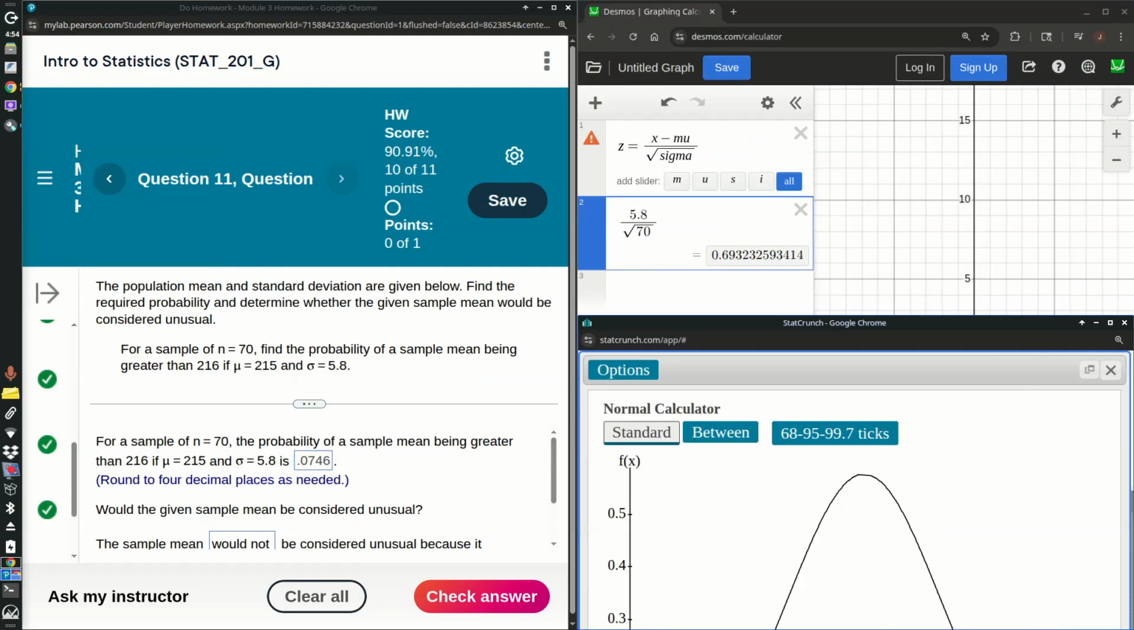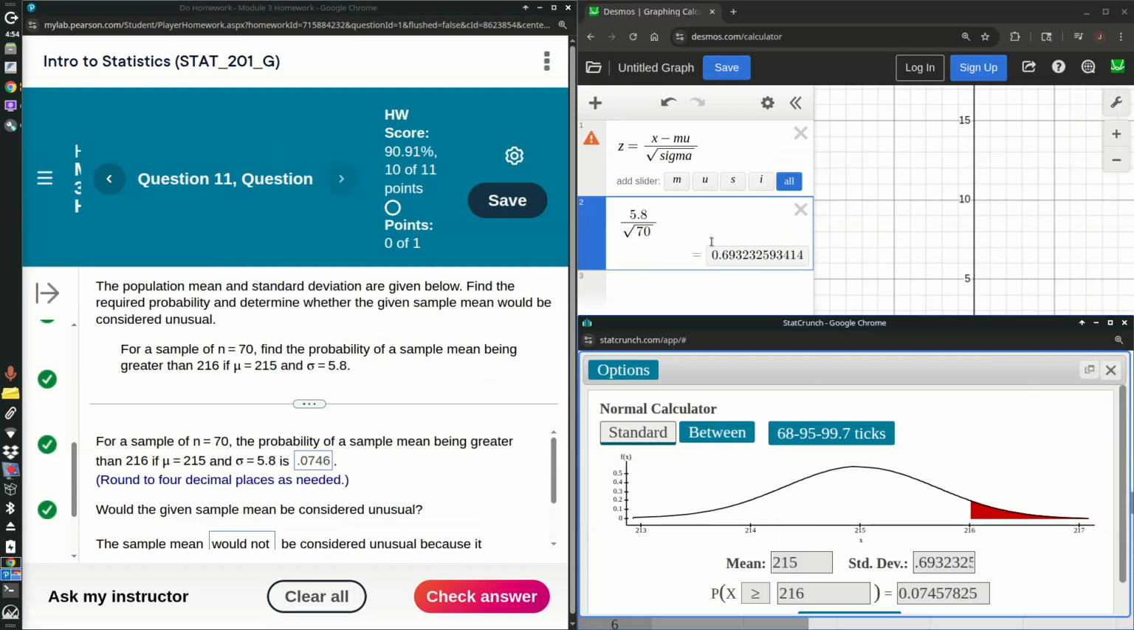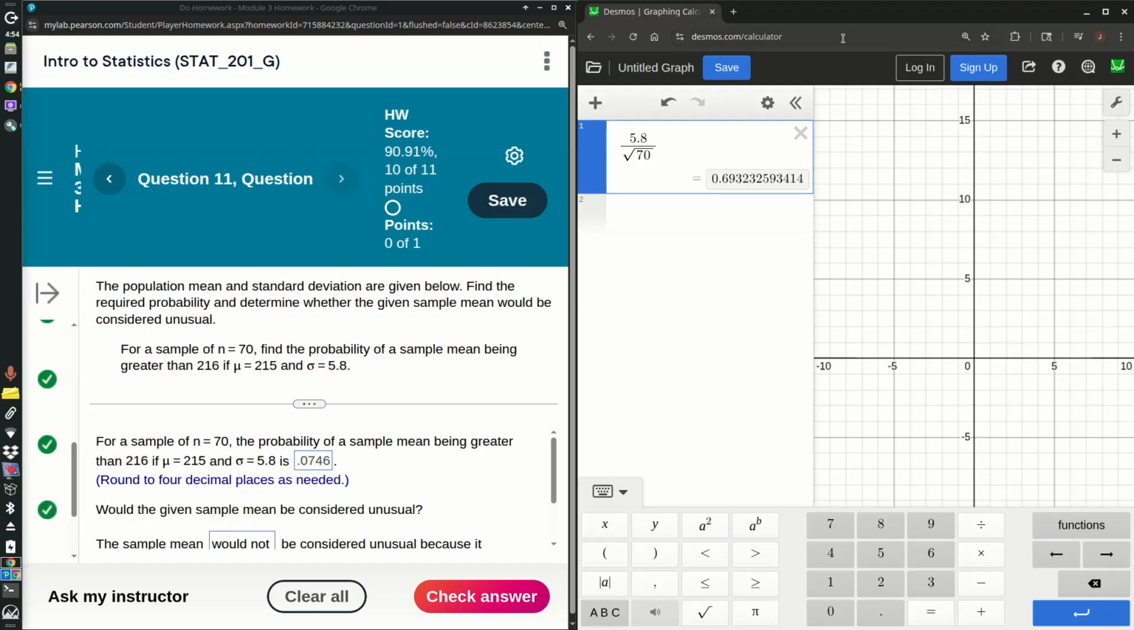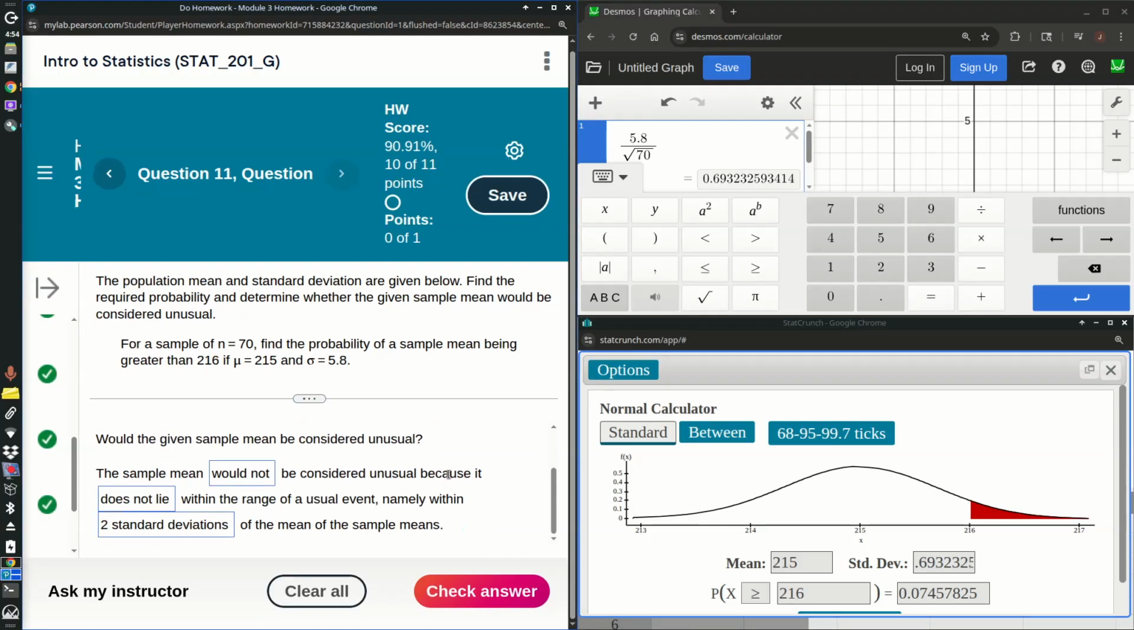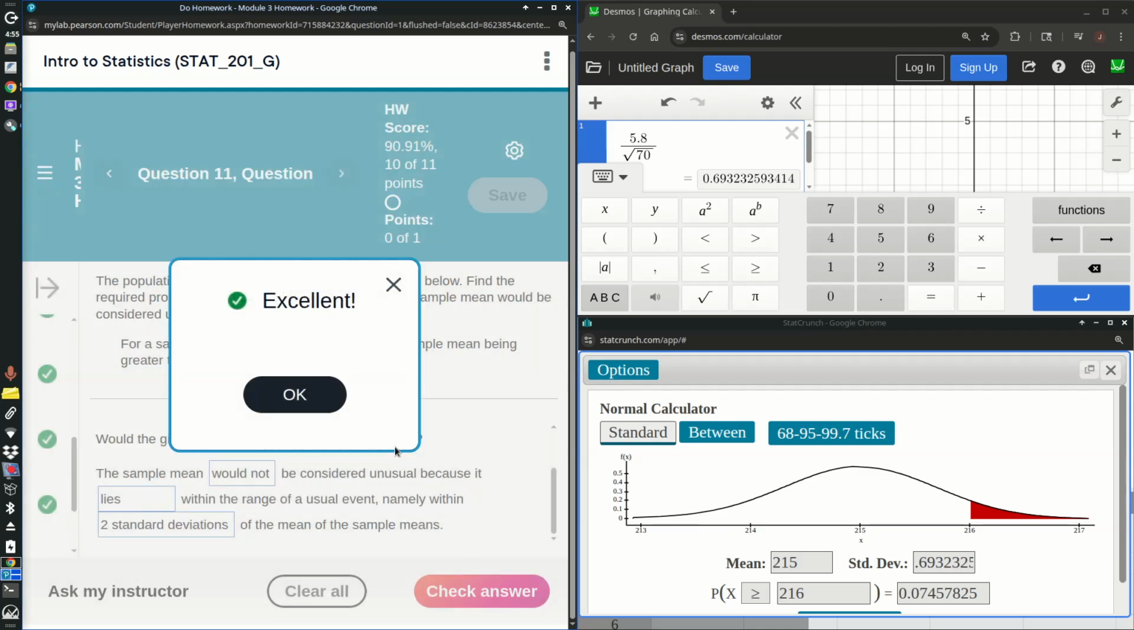Sorry about all the windows. I should probably just do these both so I can see everything all at once. So 5.8 divided by the square root of 70 looks okay. Oh, it does lie, right? Yeah. It's not unusual, meaning it's within 2 standard deviations. Yeah, sorry. My brain just completely blanked on that. So outliers are unusual, right? Outliers are the things that are outside the 2 standard deviations. So yeah, there was no problem there. I was looking for something different.